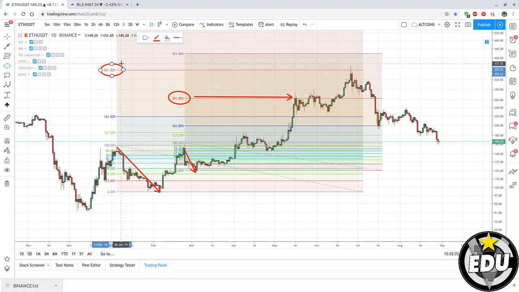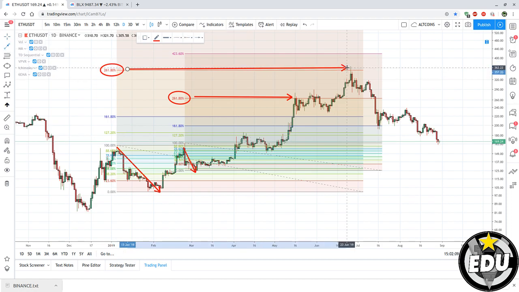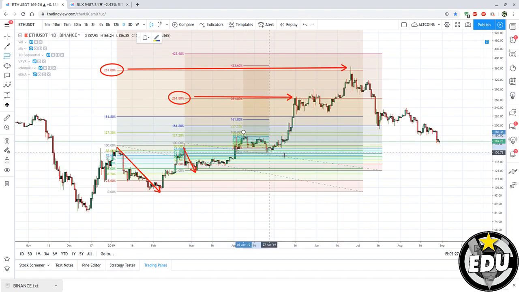Instead of this, 261 was the target for a longer trade, because the correction of course was longer. So if I trace a Fibonacci of a longer retracement, I will have a wider Fibonacci and so on. In this case I don't have confluences, so let me trace another Fibonacci here. Let's see if I can come up with a confluence.